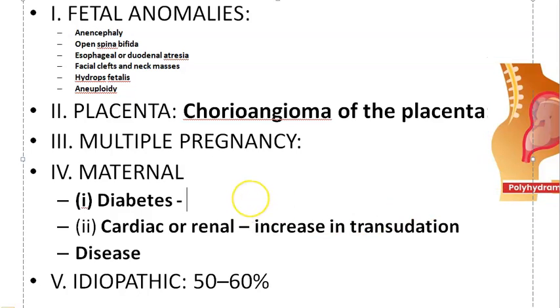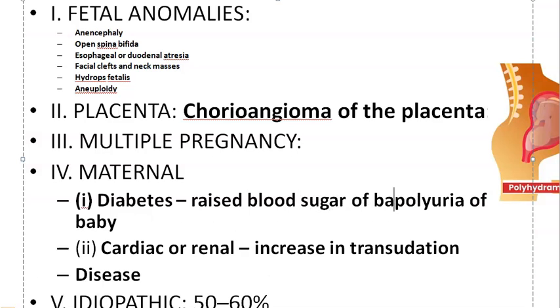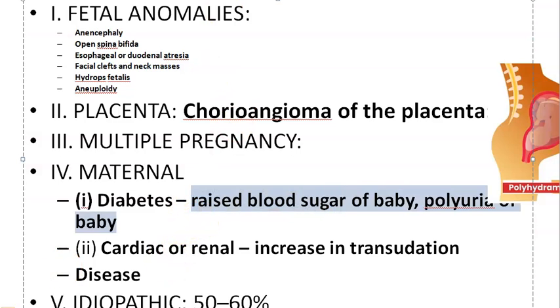What did they say here? Diabetes, polyuria of baby. Okay. So, raised fetal blood sugar, fetal diuresis. Raised blood sugar of baby also, and so baby will urinate. So this is the cause for this. So we'll just add the cause.